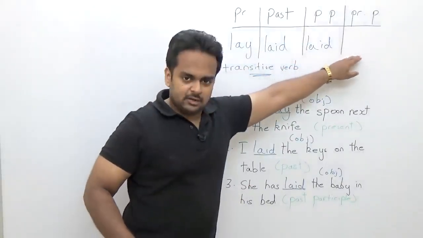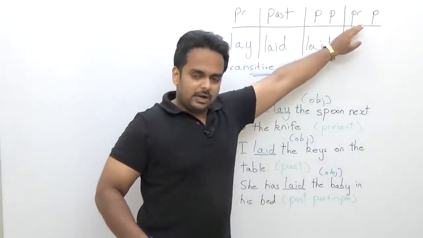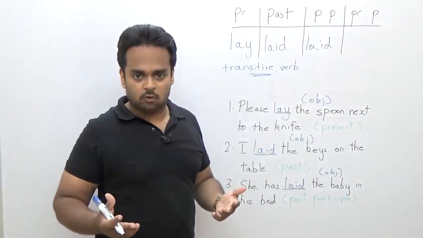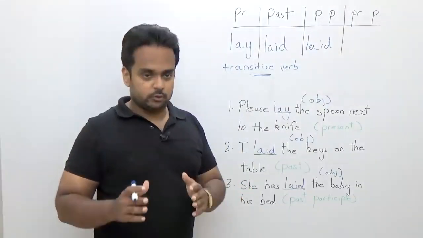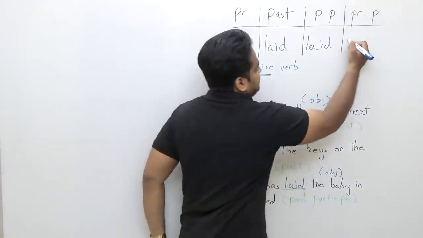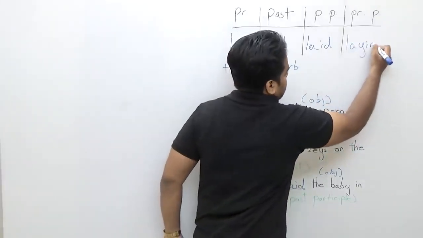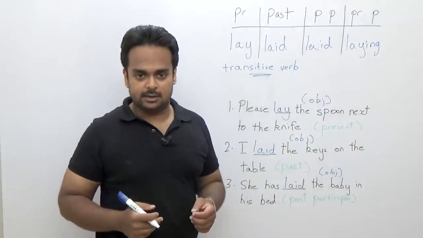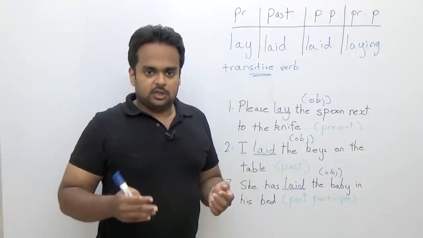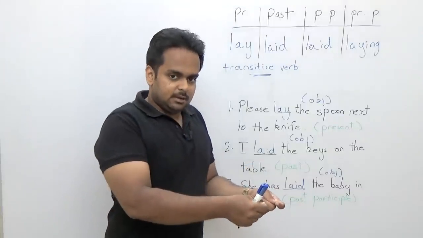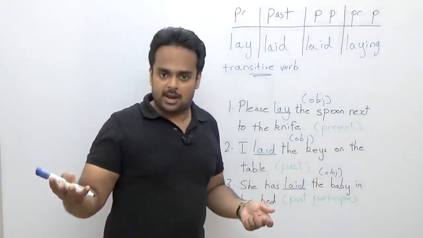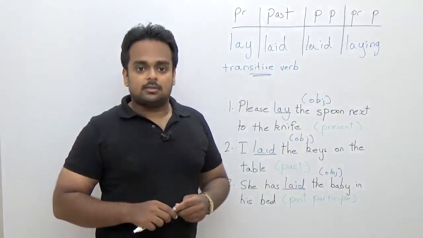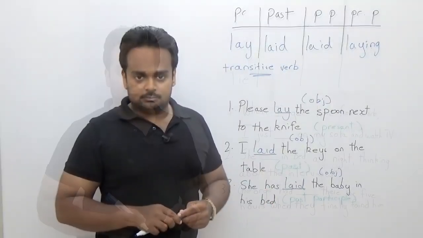All right, so that's the word lay, laid, and laid. But what's this over here? This is the present participle form, which is just a fancy way of saying the ing form, and I thought it was important for you to know this. The ing form is simply laying, just with the ing added to the end. So for example, she was laying the baby in bed while the phone rang.